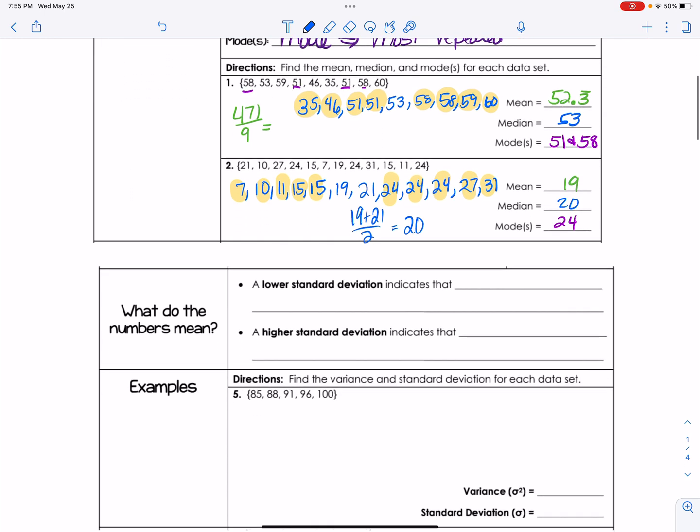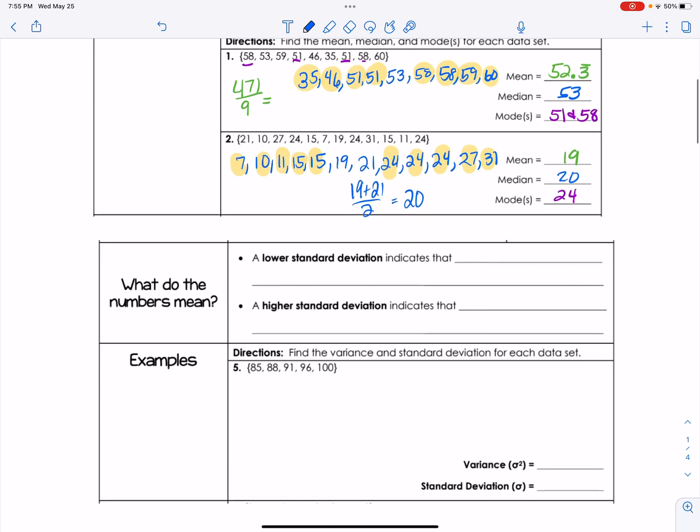Okay, for some reason my standard deviation came off of these notes. Crap. Okay, I'm just going to roll with it.